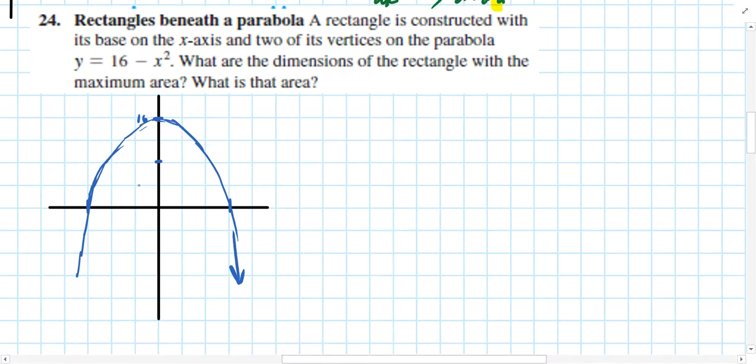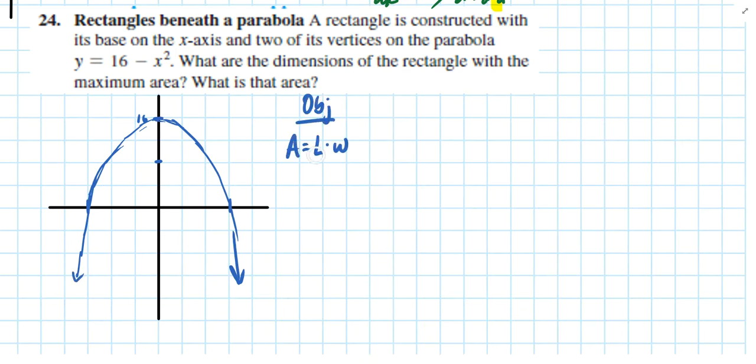Now that shape has one area, but if I were to draw a rectangle in this shape, well, it might have a different area. Or if I were to draw a rectangle in this shape or this position, it too would have a different area. And the question becomes, rather than guessing and checking, can we find the precise dimensions for the rectangle that has the largest area based on these constraints or limitations? And I think we can.